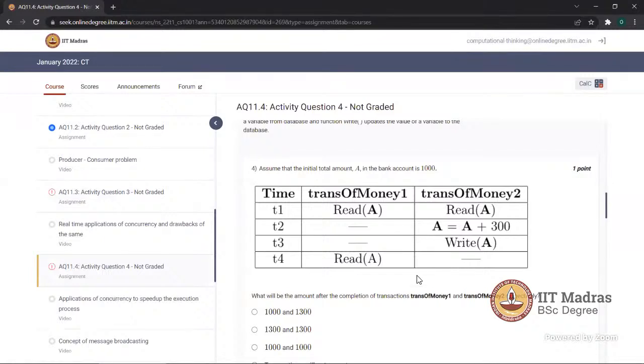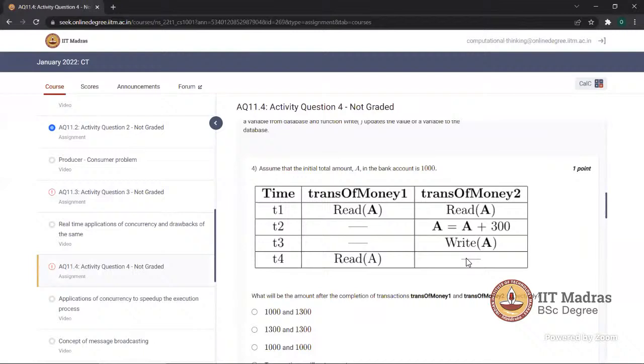Read A is doing what when I am reading the result? Sir, but in T4, only one read A is there. There is no transaction 4. This is time T4. There are only two transactions, transaction of money 1 and transaction of money 2, across 4 different time slots. Okay, sir. In T4, read A is there, but in transaction 2 the space is empty. So at T4, I can only read the result of transaction money 1, but I can't read the result of transaction money 2. Am I correct or wrong, sir?